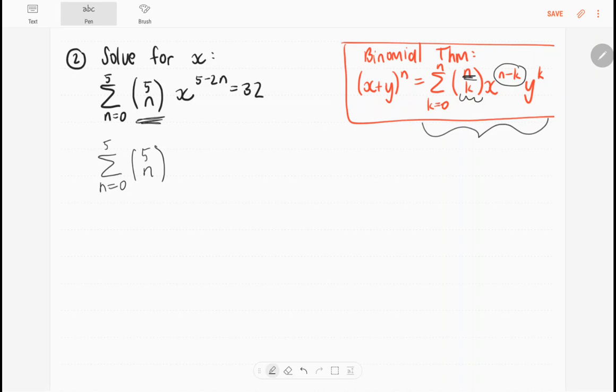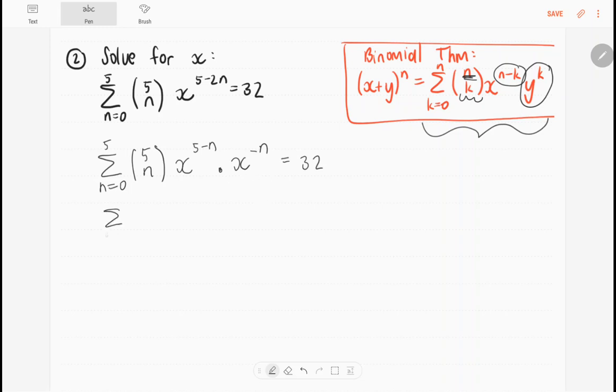So I need to write my x to the 5 minus n, but then I still have an x to the minus n left, and that equals 32. But if I look at what I have here, I have a y to the k. In other words, I need something here which is going to be something to the power of n. Well, it's pretty easy to write this as something to the power of n.